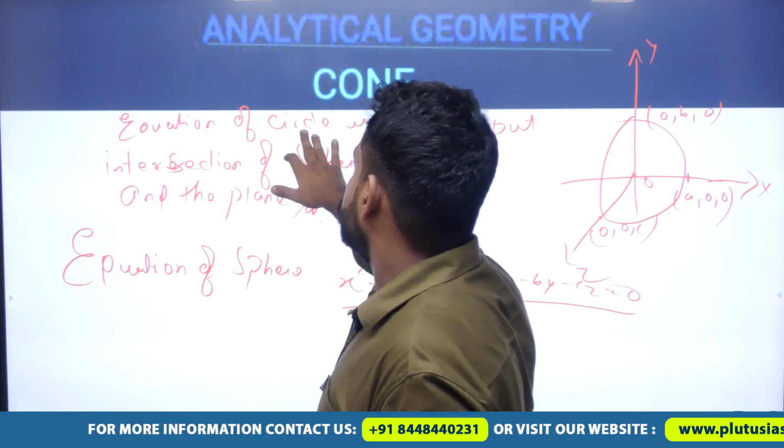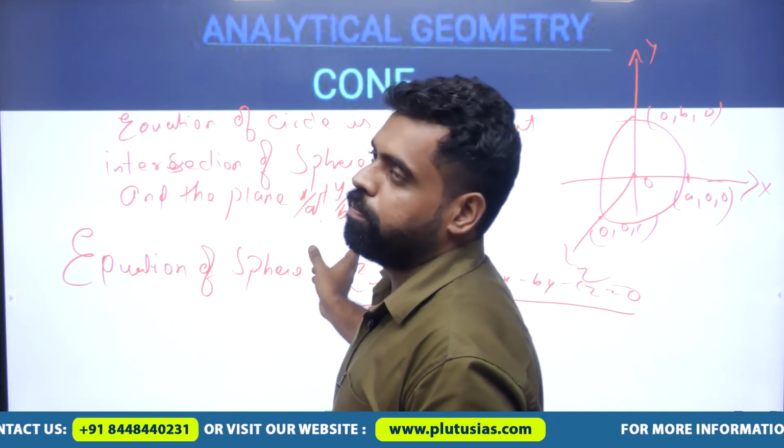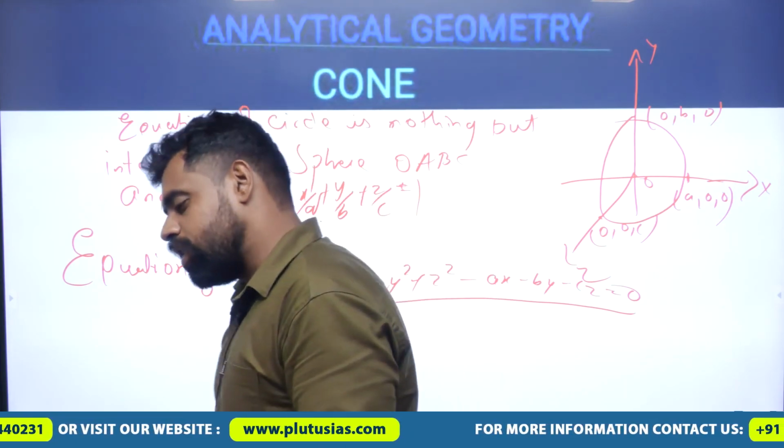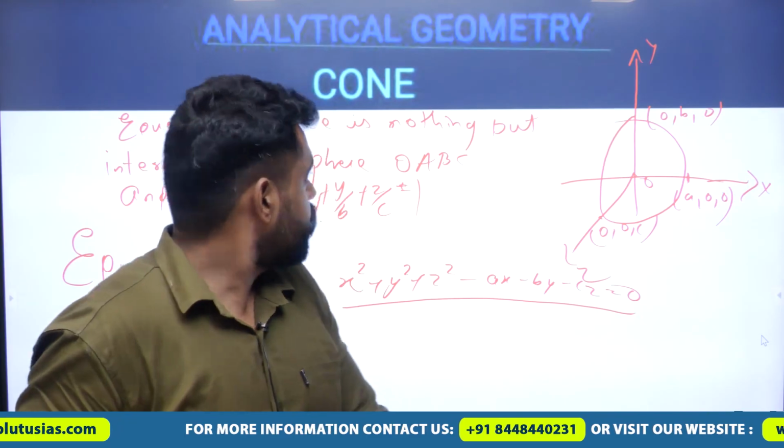So here the equation of the circle would be nothing but the intersection of the sphere OABC and the plane. And then what I do is that I only homogenize it.